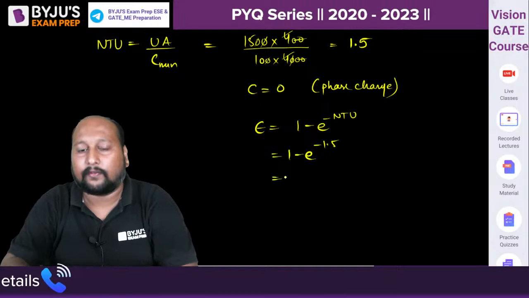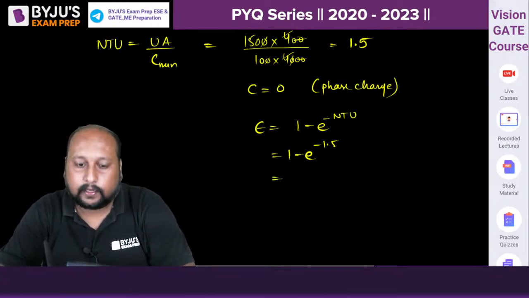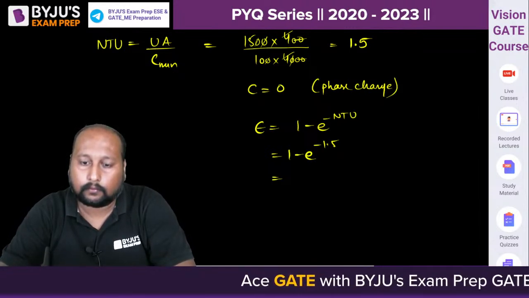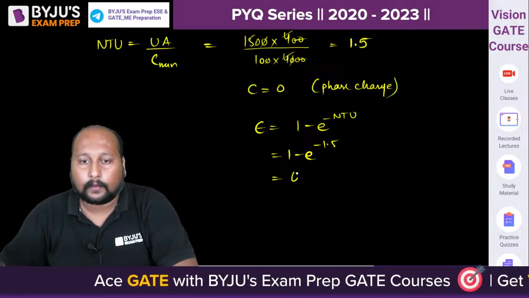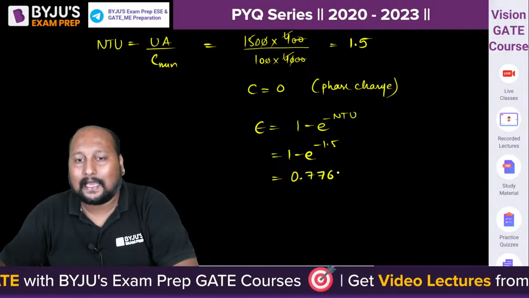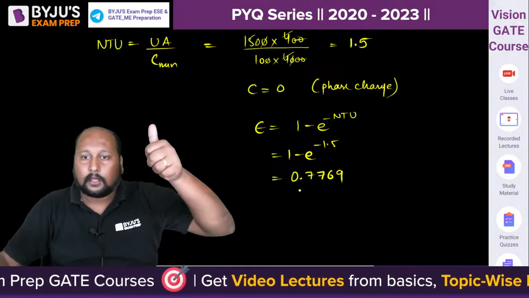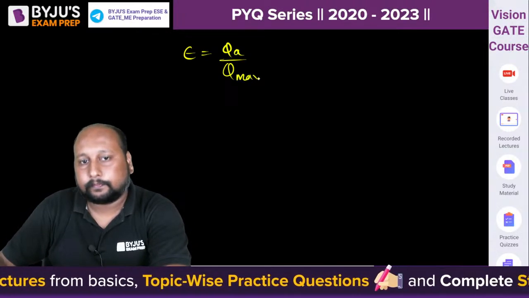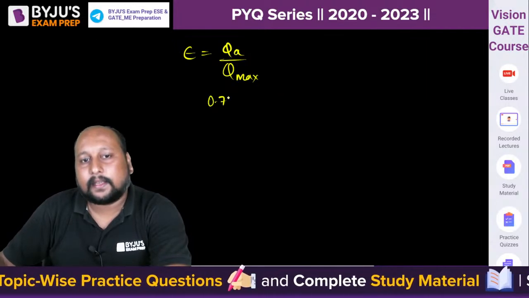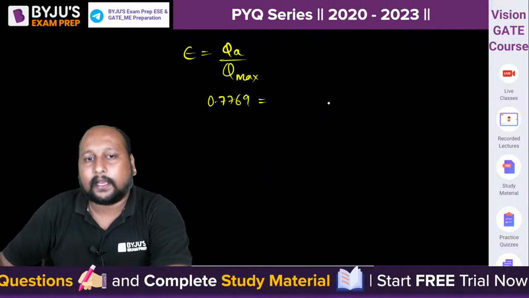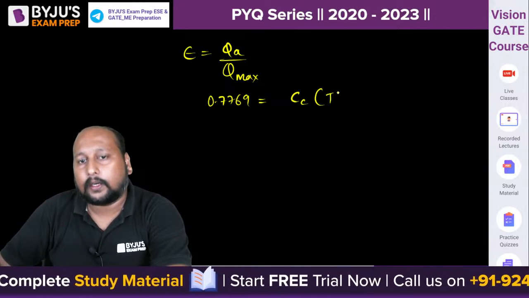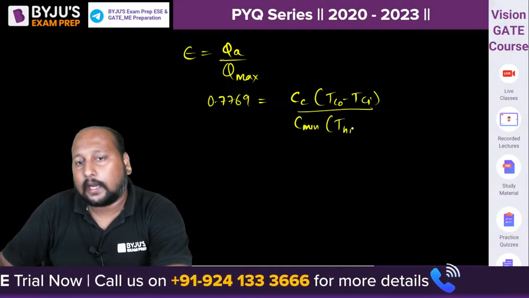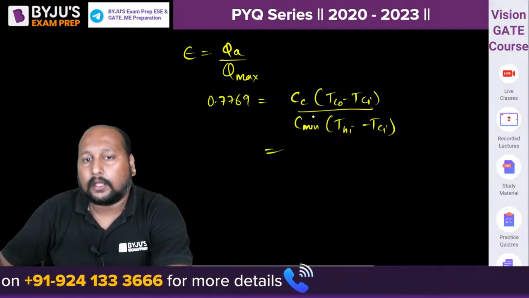So what is the value of effectiveness? Anyone who has calculated? Minus 1.5. 0.766, 0.7769, and we also know that effectiveness is also equal to Q actual by Q maximum. Okay, so 0.7769 is equal to, we can take this as C into TCO minus TCI by C minimum into THI minus TCI. Okay, so these two get cancelled out.